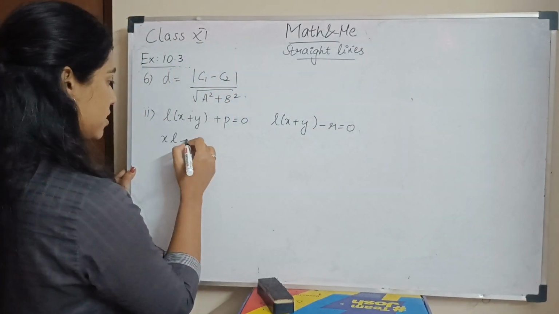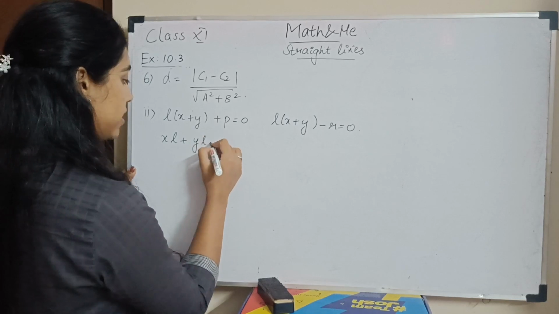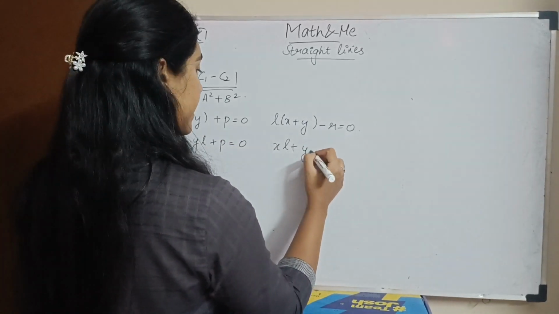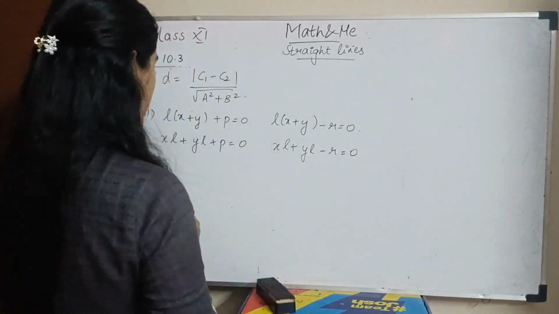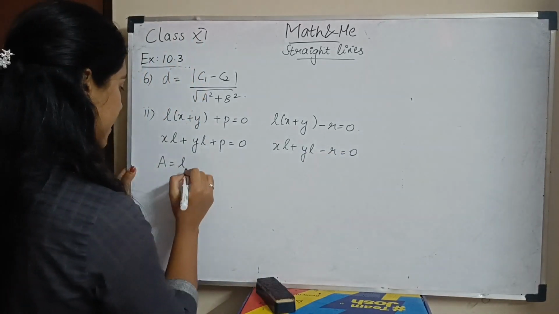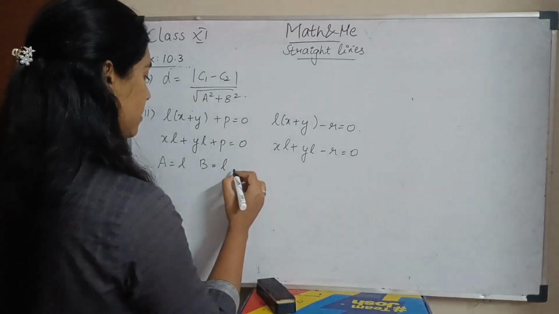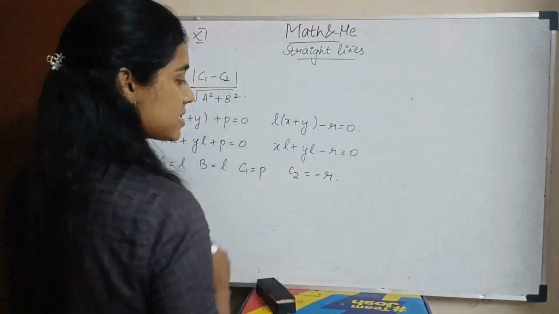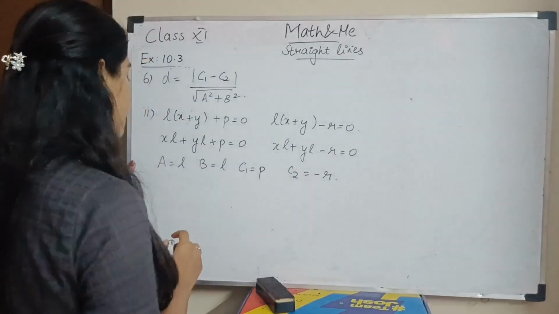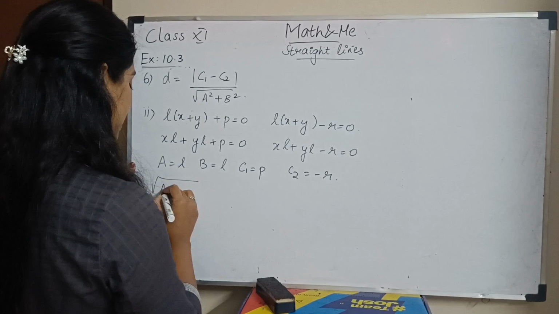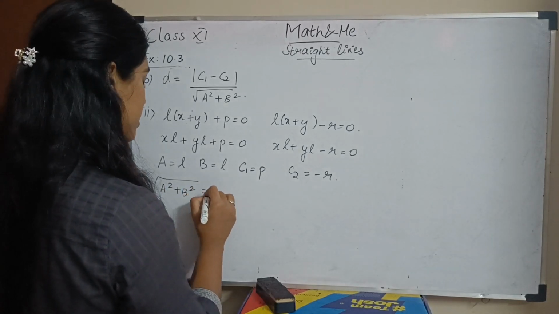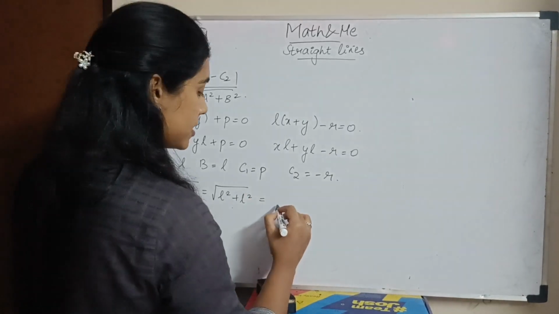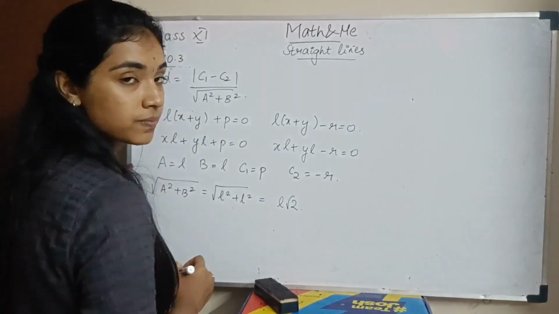So this is xl plus yl plus p equals 0, xl plus yl minus r equals 0. So your a is L, b is L, your C1 is p, your C2 is minus r. Okay. So root of a square plus b square is root of L square plus L square, which is 2L square. So it is L root 2.